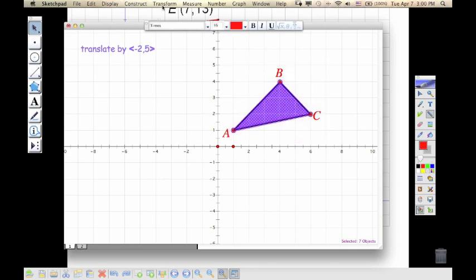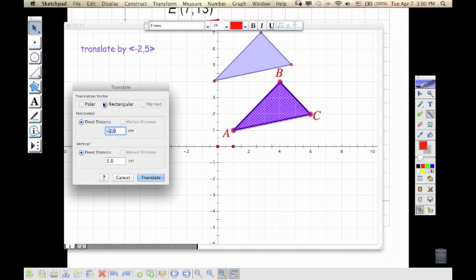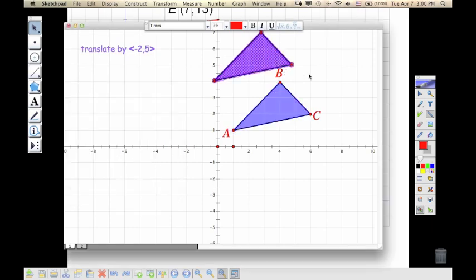So the first thing I'm going to do is highlight my figure. I'm going to go to Transform and Translate. Notice there are different choices here. To do this, I want to use rectangular coordinates, and I want to type in that I'm going back 2 and up 5. So -2, +5, x, y, translate, and that shows us where we're going.